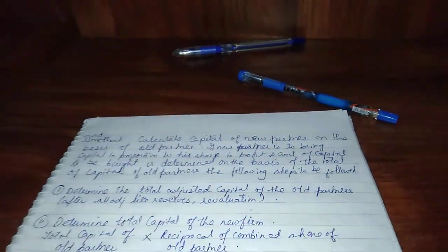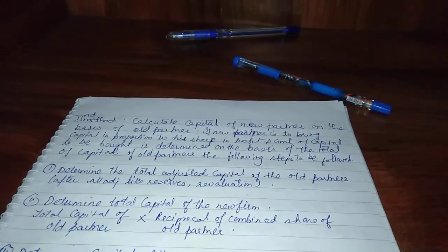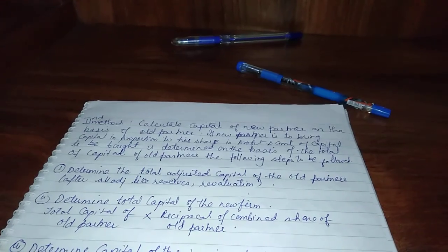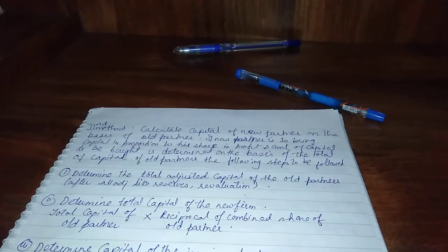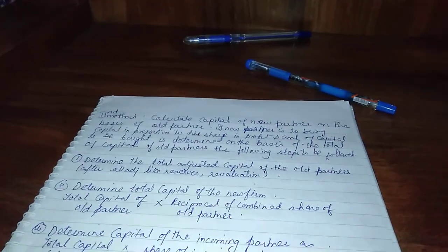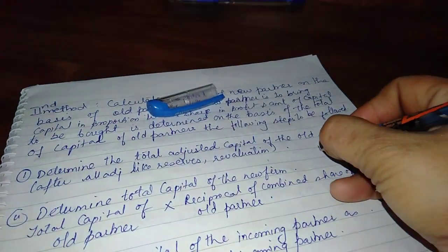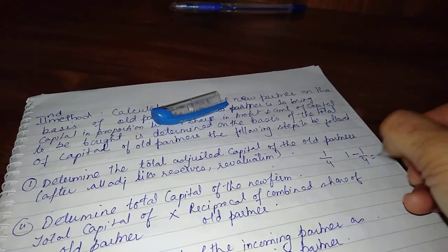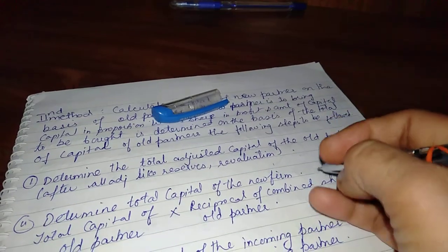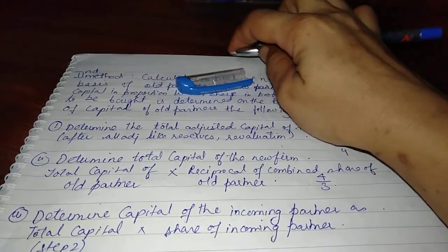In this way you will pass all the adjustments, and the balance you get is your adjusted capital. After you get your adjusted capital, suppose there are two partners, you will determine the total capital of the new firm. You will add the adjusted capital of the two partners and then multiply it with the reciprocal value of the combined share of the two partners. Suppose the new partner is coming for 1/4 share. Total share is 1. 1 minus 1/4 is 3/4. Here you will multiply it with the reciprocal, meaning 4/3. Clear? This is the reciprocal value of the combined share.